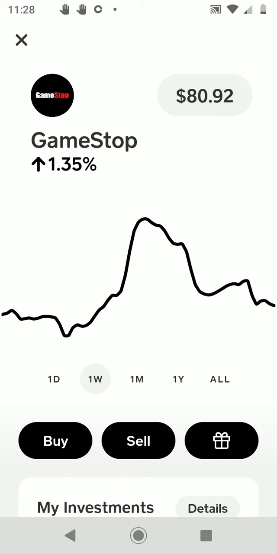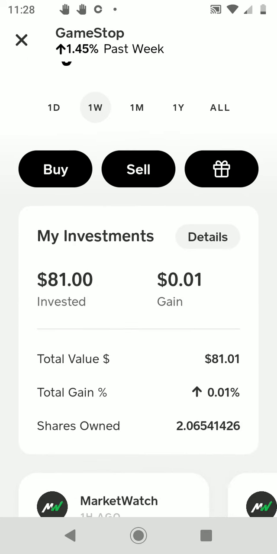Now I have $80.92. That's what's available. That's what my investment is worth. And as you can see, the market is active right now, so it's moved to $81.01. So I have lost 0.01% since I invested that.